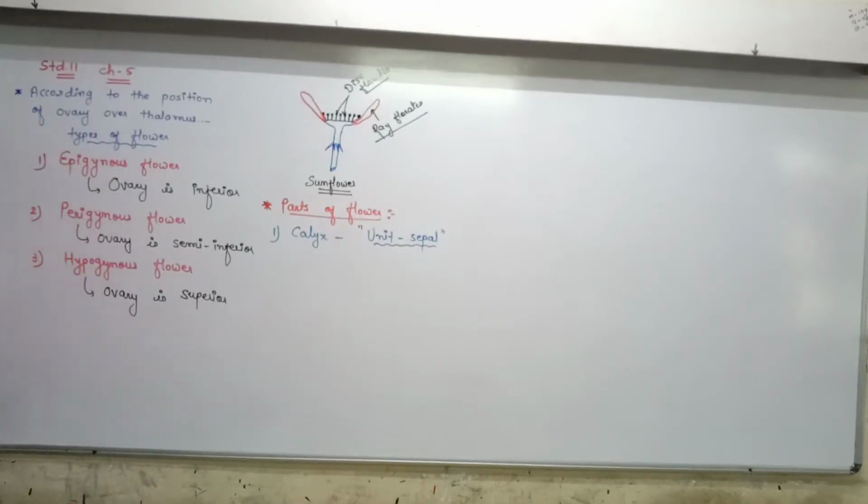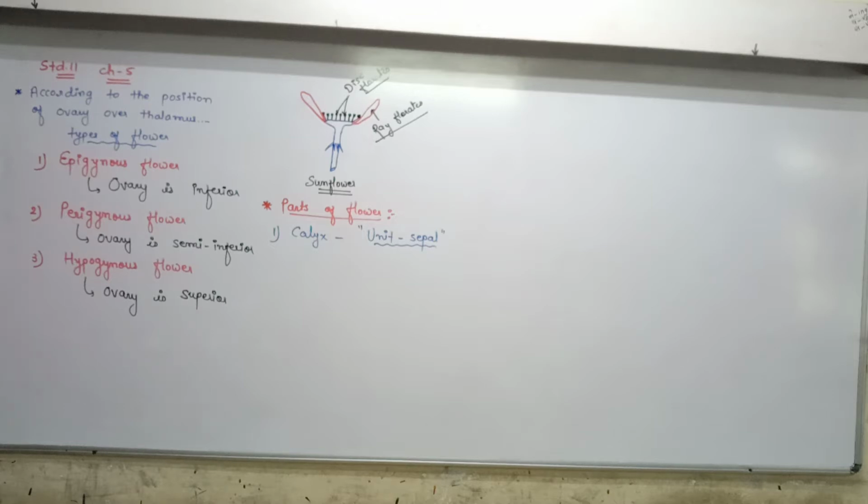You know, calyx is the outermost wall of the flower. And what is the usage of calyx? It protects all the walls of the flower in the bud condition, in the bud form. When the flower is in the bud form, corolla, androecium and gynoecium are all protected there.